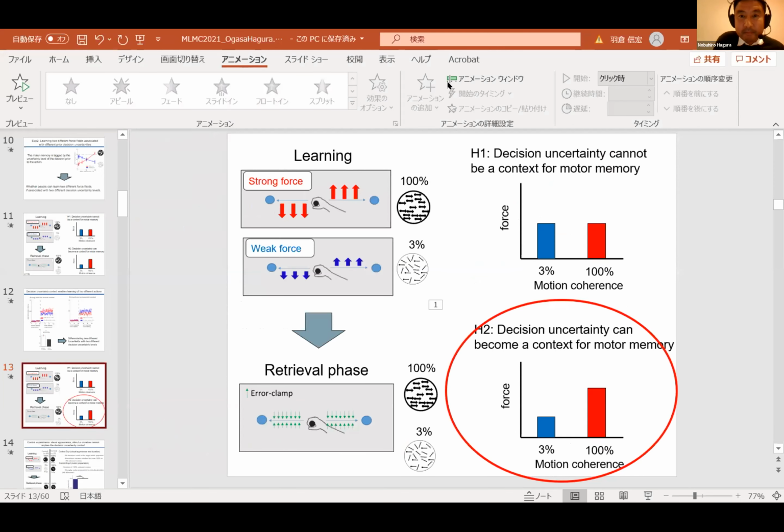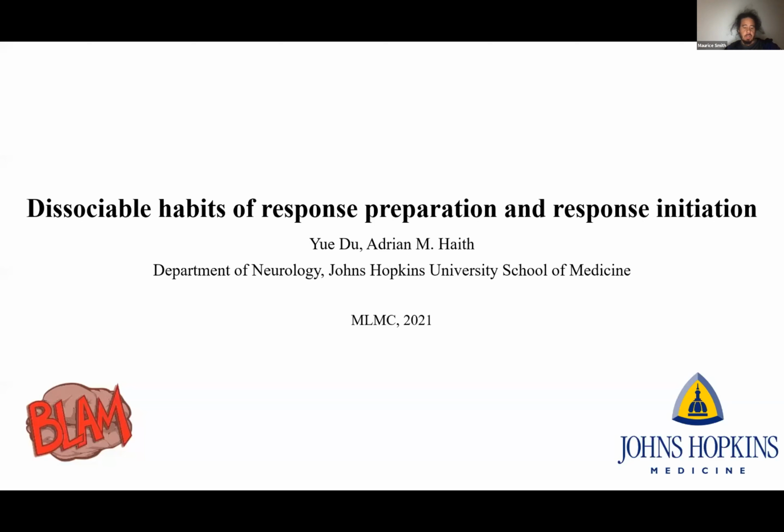We can move on to the next talk, which is from Day2, who works with Adrian Haith, and his talk is titled "Dissociable Habits of Response Preparation and Response Initiation."